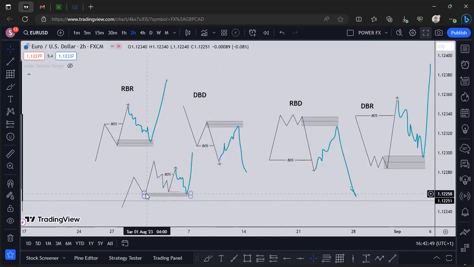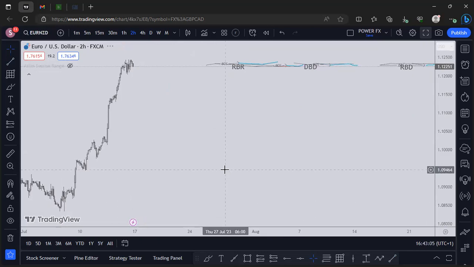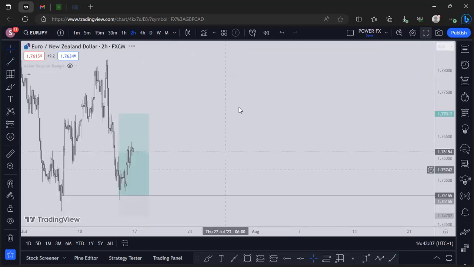This particular low serves as an inducement before the original demand zone. So price does this particular thing often enough. I'll show you in the real chart. Let's go down to a good chart, for example.